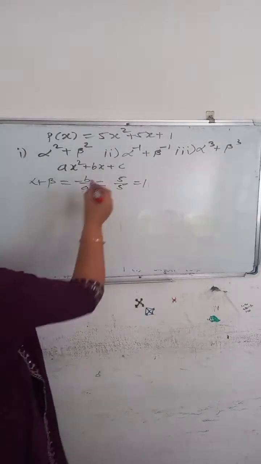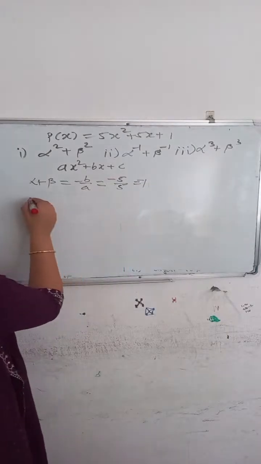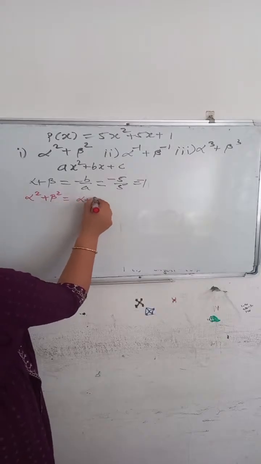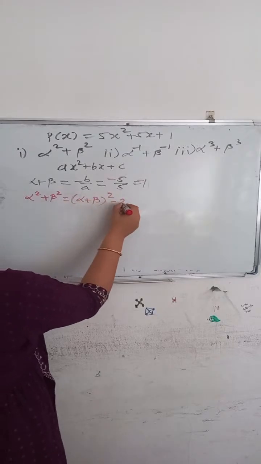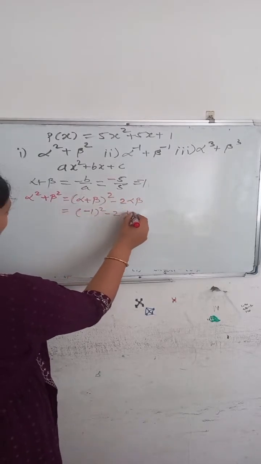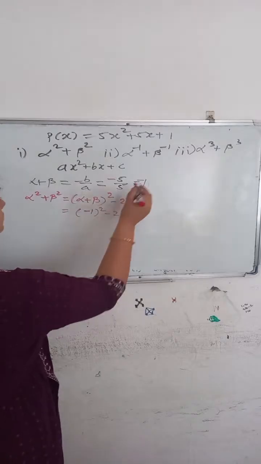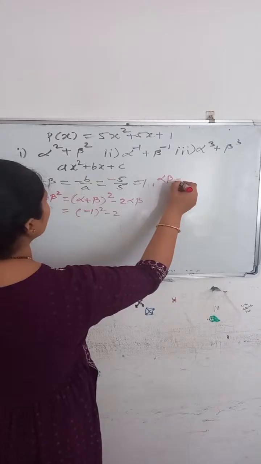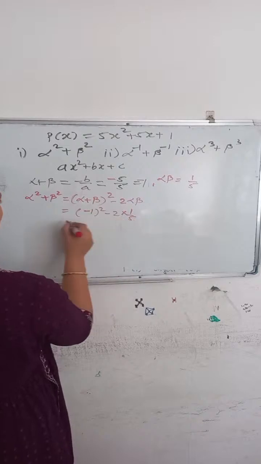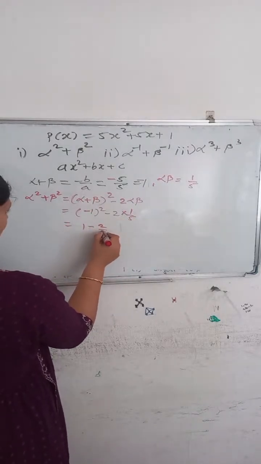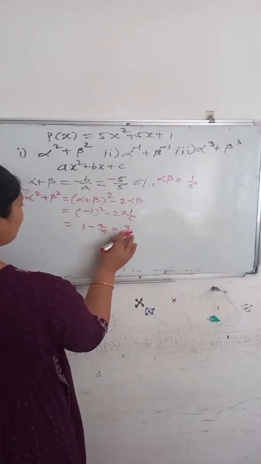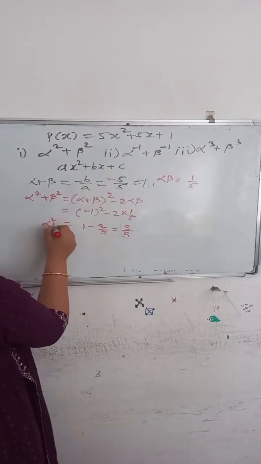So this is minus, this will come -1. Alpha square plus beta square is nothing but (alpha plus beta) square minus 2 alpha beta. So (-1) square minus 2 alpha beta. Alpha beta we will get as 1/5. So 1 minus 2/5, that is equal to (5 minus 2)/5, which is 3/5. I will get alpha square plus beta square.